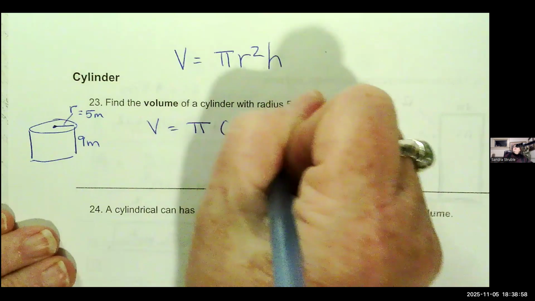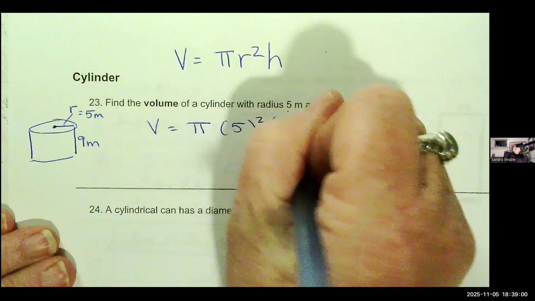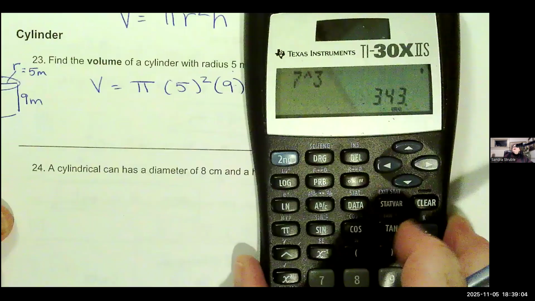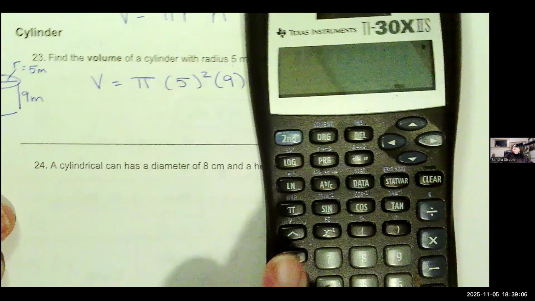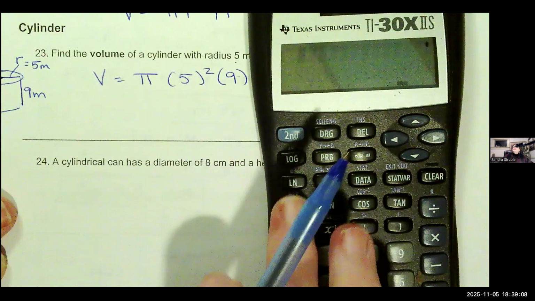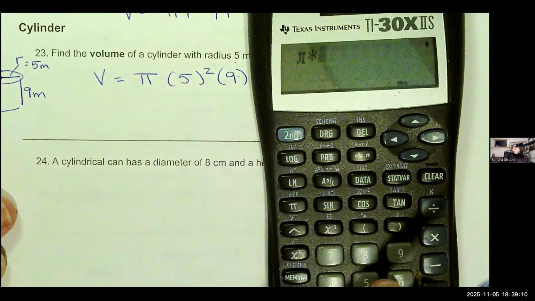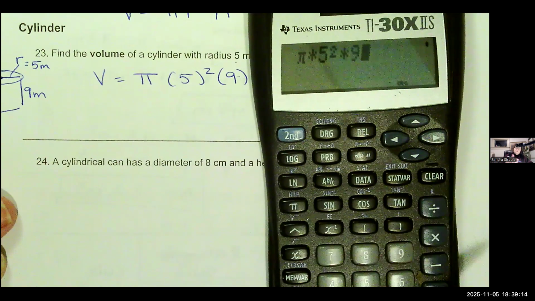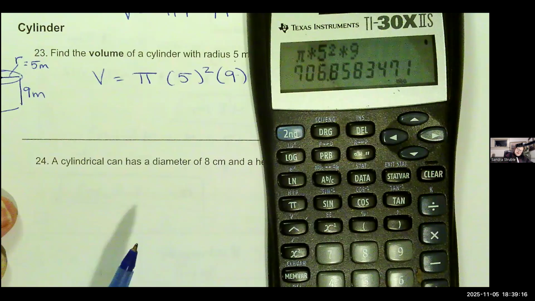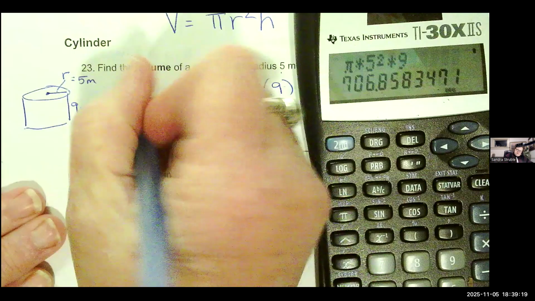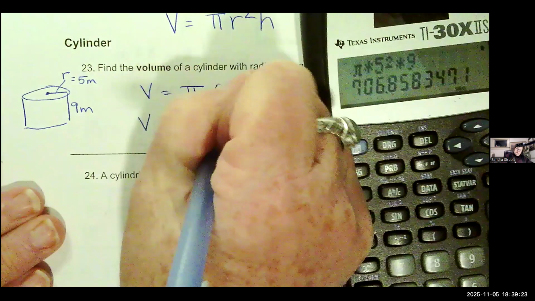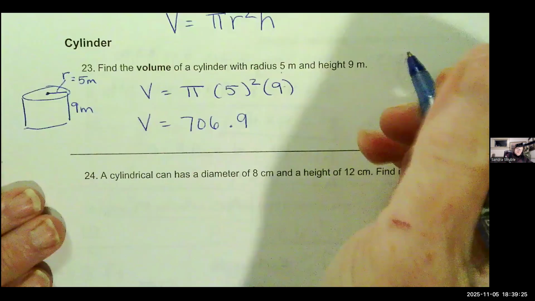And we can put this all in at once if you'd like. You're going to have to use, let me move it where you can see it, pi, which is right here, times 5 squared times 9 equals 706.9. If you went further, that's fine. And this is meters cubed because it is volume.